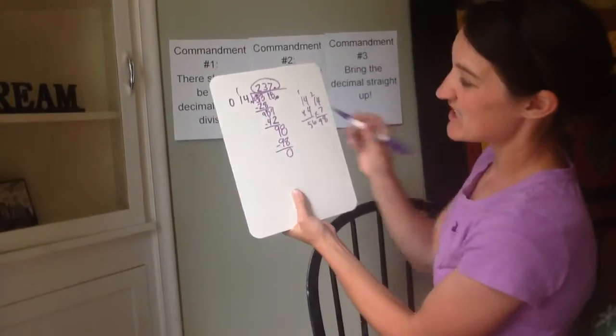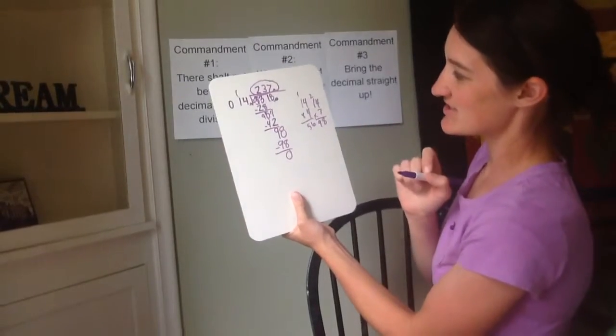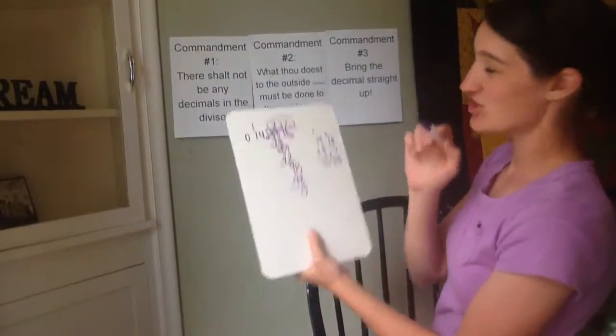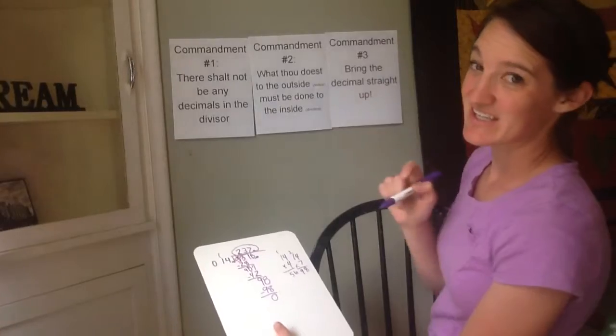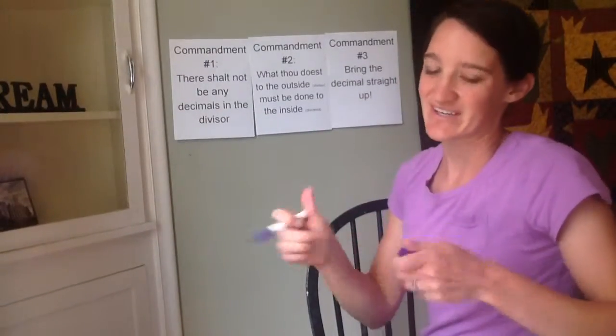That 14 goes into 33.18 is 2.37. Just remember the commandments when you divide decimals by decimals.